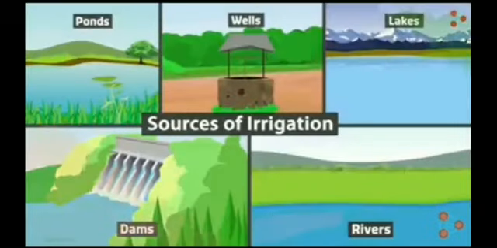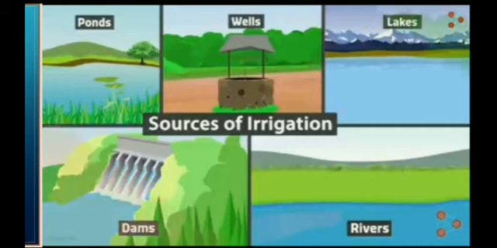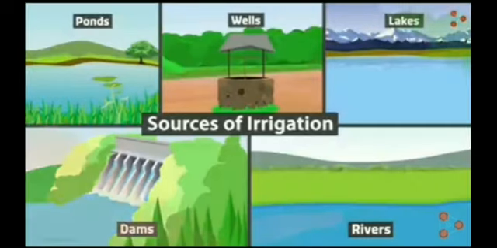See, some of the sources of irrigation which are helpful in growing the crops. For example, wells, tube wells, lake, river, pond, canals, dams, streams. These are the different sources of irrigation which are helpful in growing the crops.